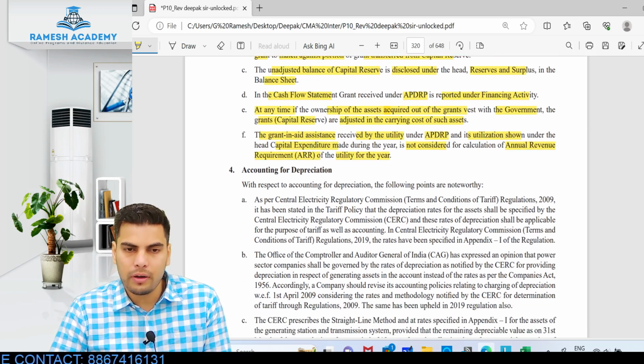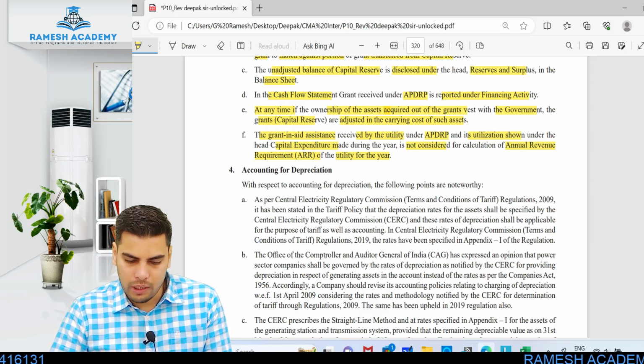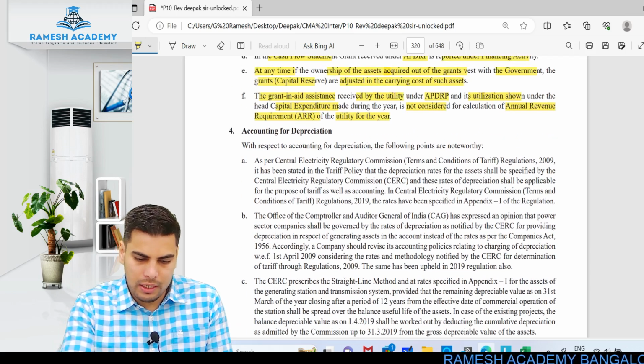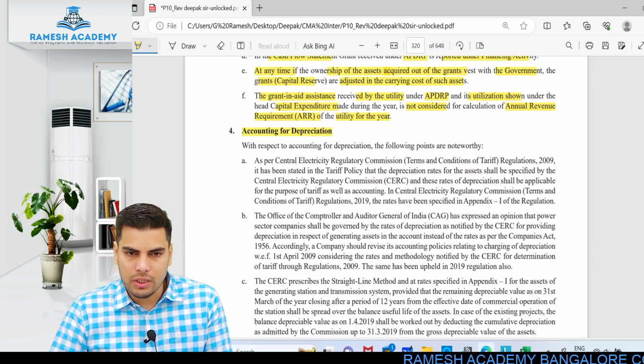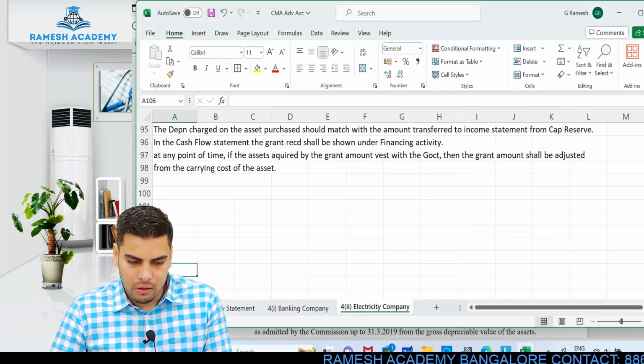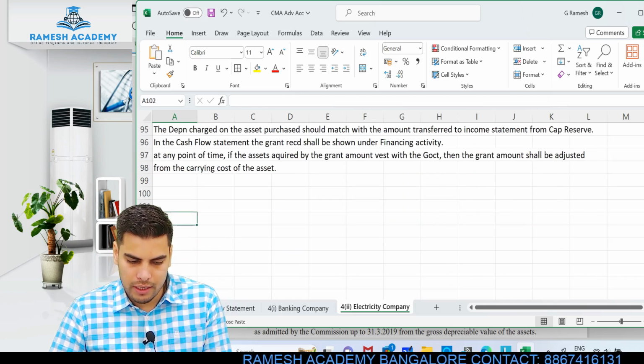This particular point, just remember this much, that the grant amount will not be considered for the purpose of calculation of this annual revenue requirement. Alright, so let's look into this fourth adjustment, that is accounting for depreciation. Okay, so when it comes to accounting for depreciation, let us understand the accounting treatment. Okay, this is the fourth special category.